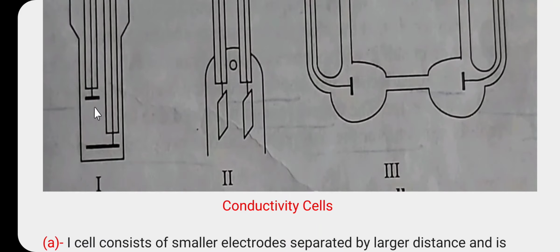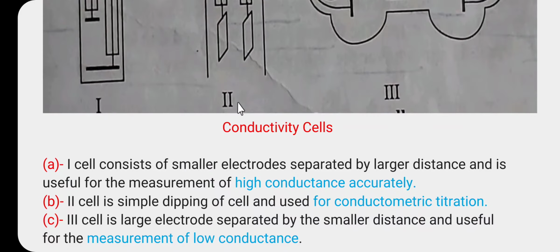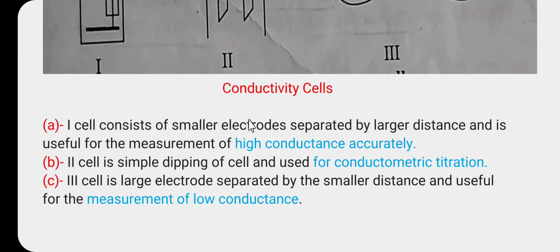While in the case of number 1 and number 3, the solution whose conductance we have to measure is taken in conductivity cell 1 or conductivity cell 3. But the second type is a dipping type of conductivity cell. The solution is taken in the beaker and the cell is dipped in the solution in the beaker.